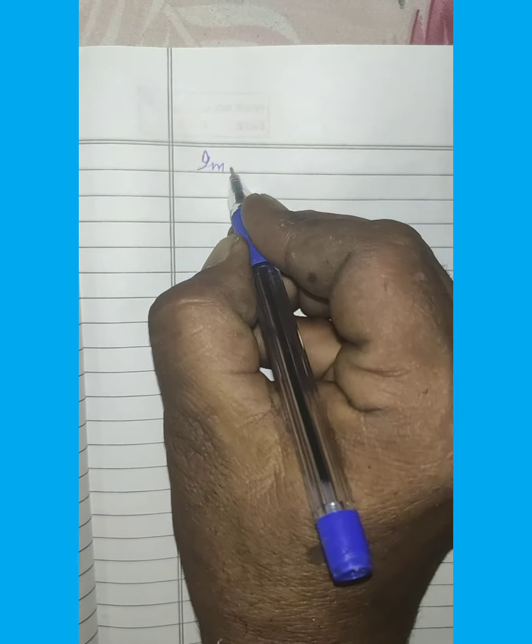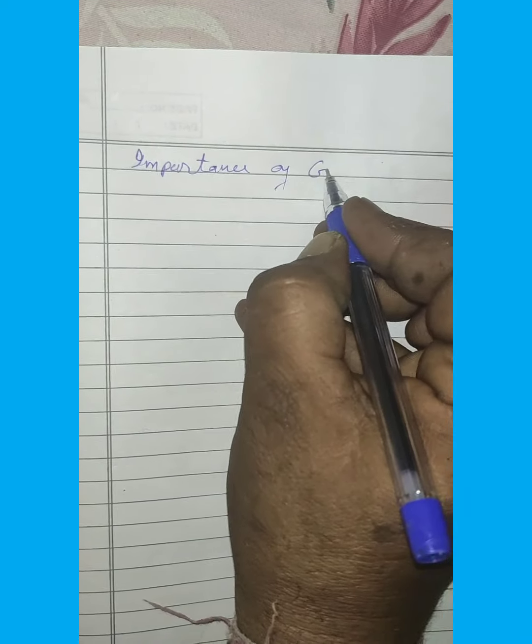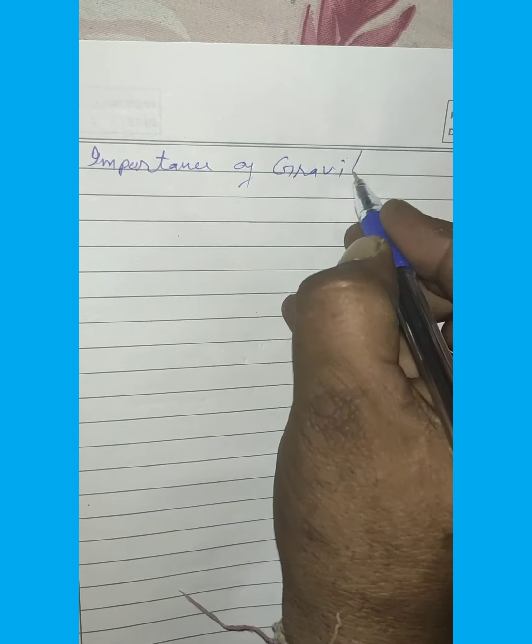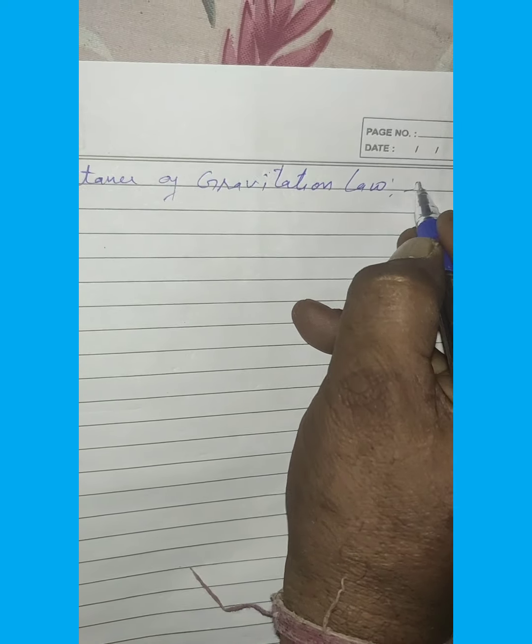Importance of the gravitation law. Newton used this law to explain the motion of planets around the sun and the motion of the moon around the earth.